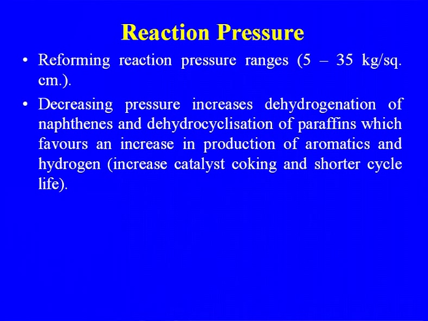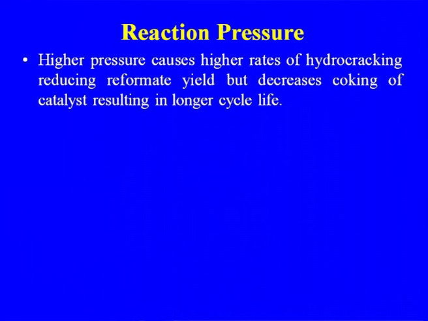Reaction pressure, this is the pressure normally you are maintaining. Decreasing the pressure increases the dehydrogenation of the naphthenes and dehydrocyclization of the paraffins, which favors an increase in the production of aromatics and hydrogen, but increases catalyst coking and shortens cycle life. Higher pressure causes higher rates of hydrocracking, reduces the reformer yield, but decreases the coking of the catalyst, resulting in longer life. So again you will have to take an optimum condition, because some reactions are favored and some are not favored by the pressure.